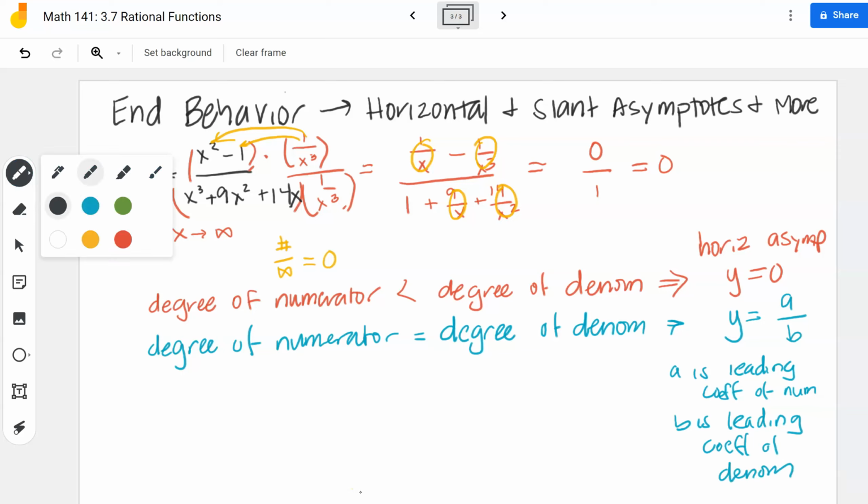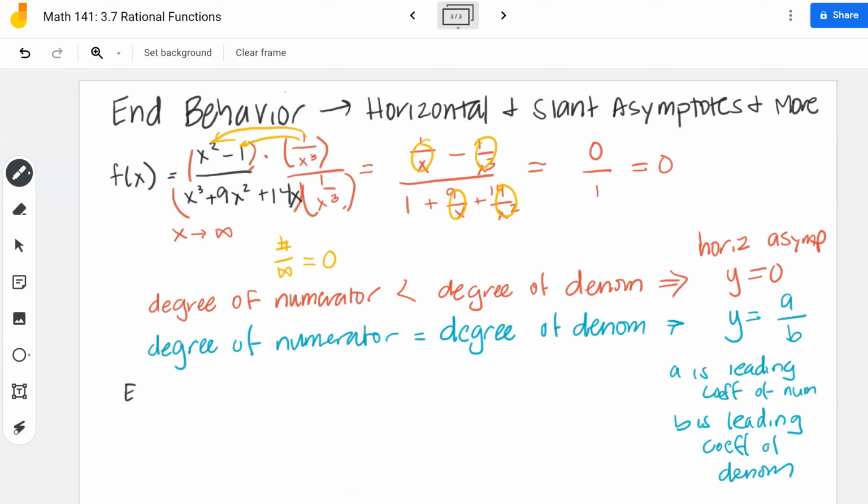So we could look at an example like something like this. We don't have to know anything else about it. Let's say we have an f of x that is 3x squared minus 2x plus 7 all over, I don't know, negative 2x squared plus 4. A little bit weird to have the negative in the denominator, but whatever.